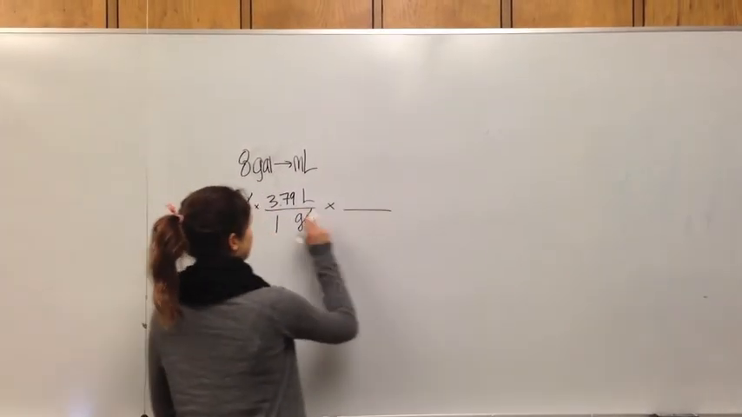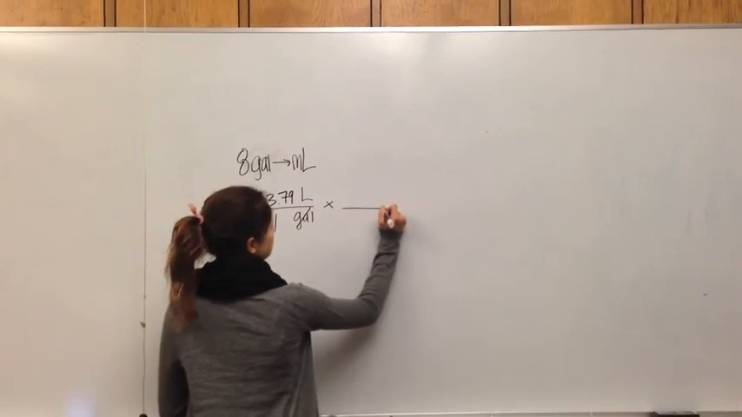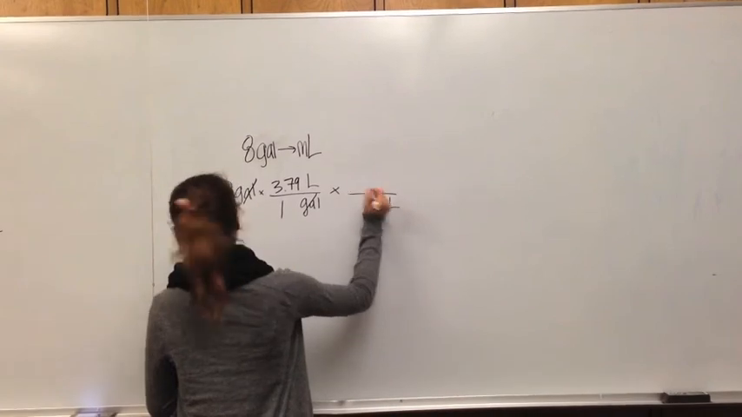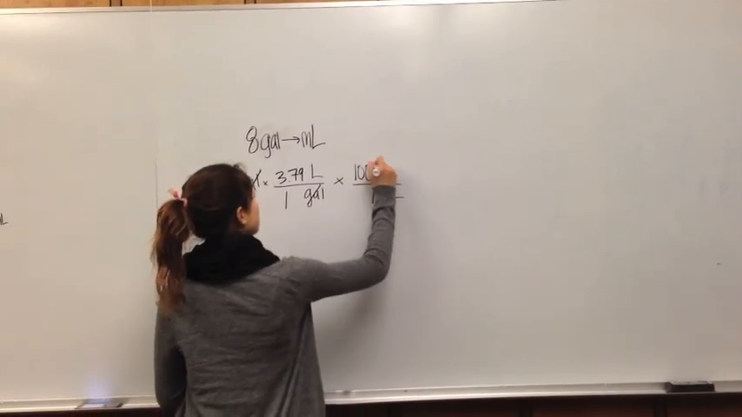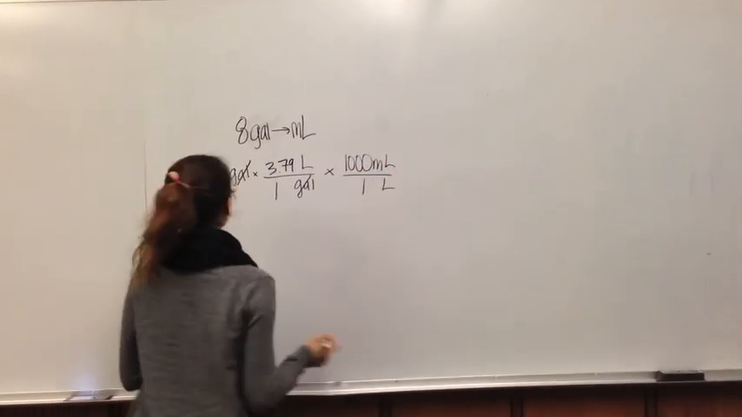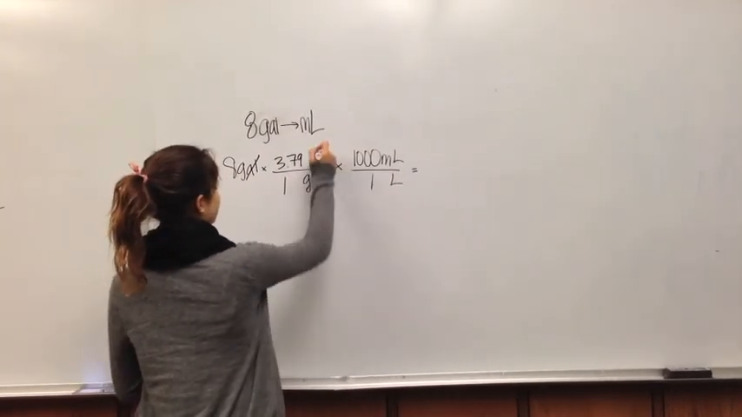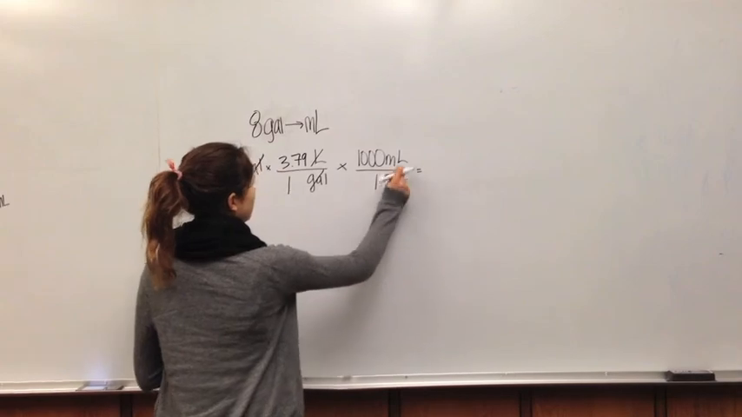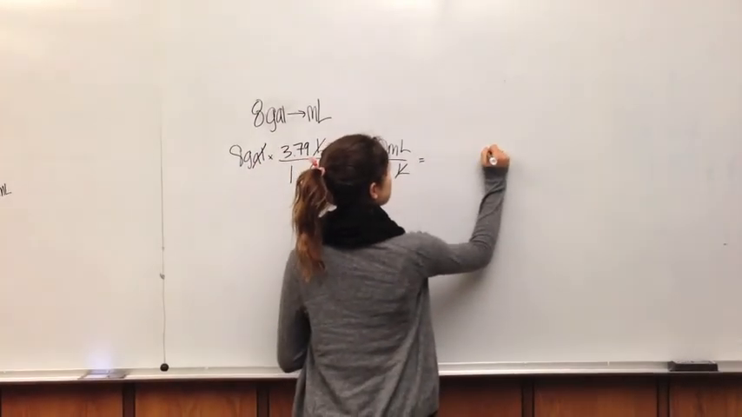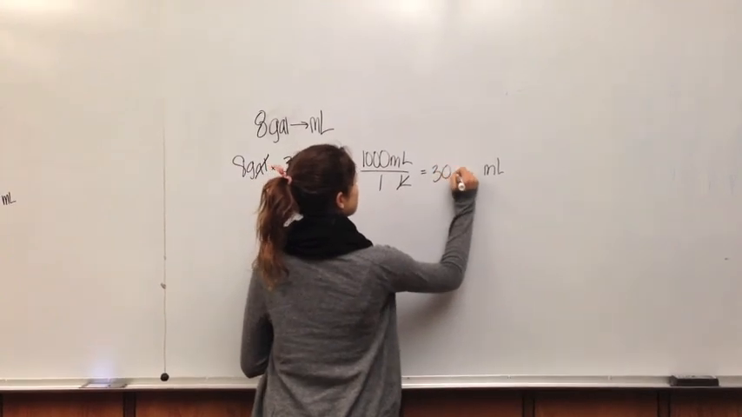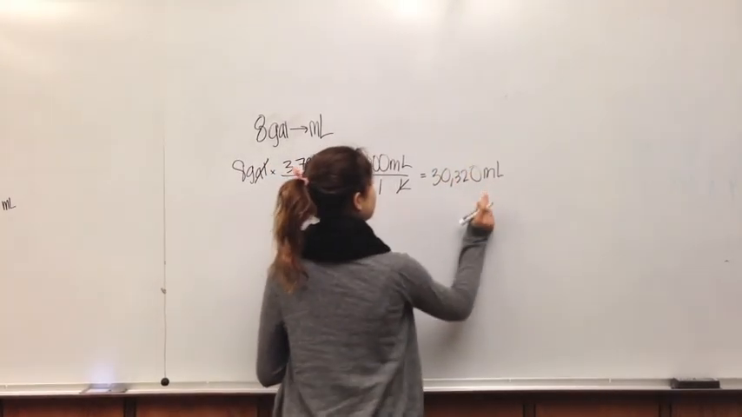And we want to set it up so that liters cancels again down here. So we're going to add liters in the denominator. And we know that in 1 liter, there are 1,000, or 10 to the 3 milliliters. And so now we're going to go ahead and multiply this. And because these units cancel as well, we know that it's going to end in milliliters. And our answer is going to be 30,320 milliliters.